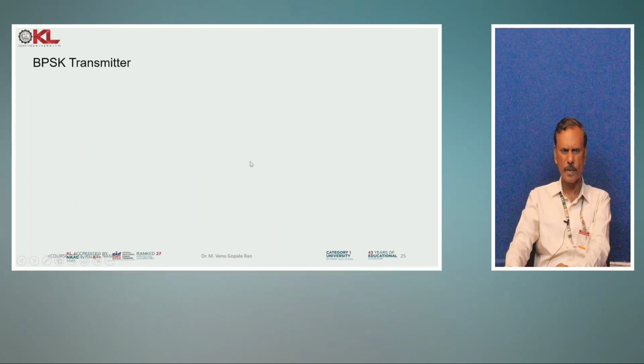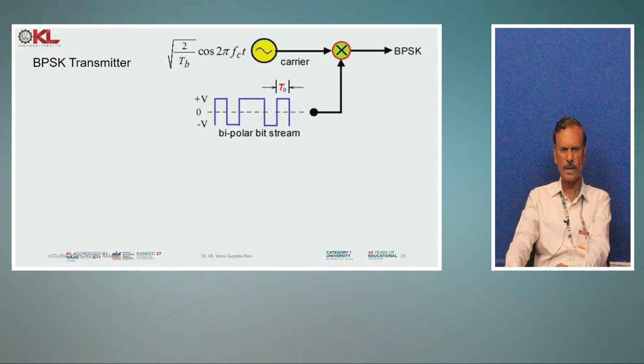Then BPSK transmitter and receiver. Now let us see the BPSK transmitter. The BPSK transmitter is simply a multiplication of the carrier signal with the modulating digital signal. Here the modulating digital signal is represented in terms of a bipolar bit stream, so either positive or negative voltages are there.